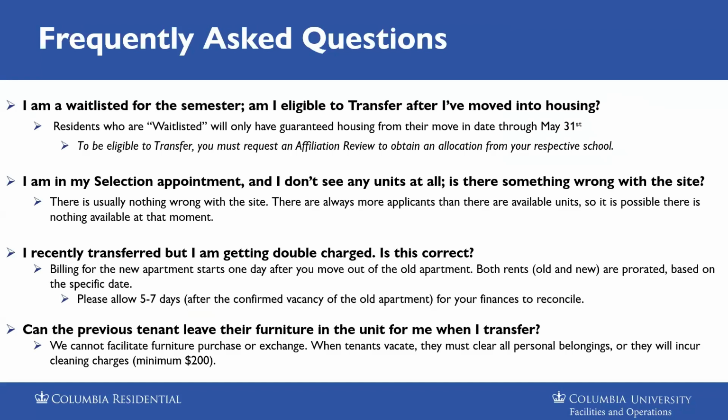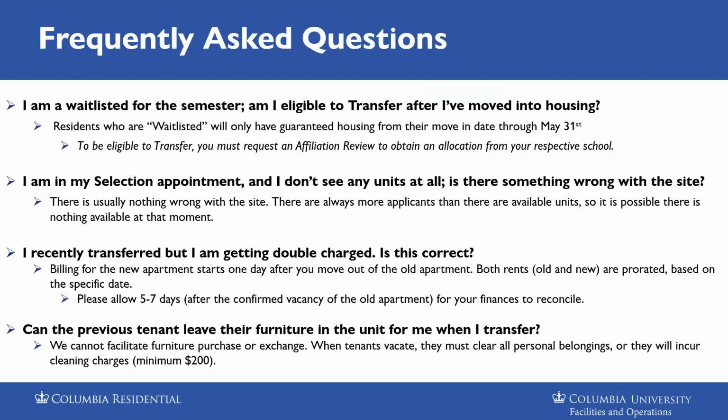So some frequently asked questions here. It's a pretty expansive process, the transfer process, and so obviously, I'm sure your mind might be racing with so many what if scenarios. And so, just a few quick reminders here. Quasi touched on this quite a bit at the beginning, but if you are a waitlisted student, am I eligible to transfer after I've moved into housing? Students who are waitlisted are only guaranteed housing from their move-in date through May 31st of that academic year. And so again, you need to complete that affiliation review to obtain an allocation from your school or program to be able to transfer. So any student who is currently on the wait list, you can see your affiliation through the housing portal. And if you are on the wait list, you are not eligible to transfer at this time.